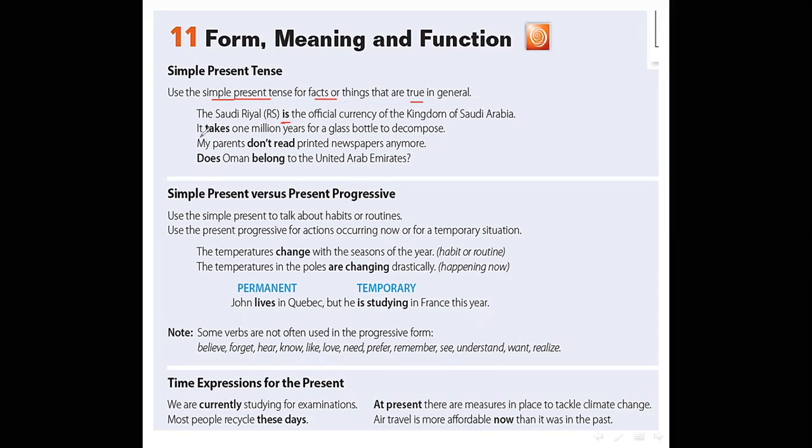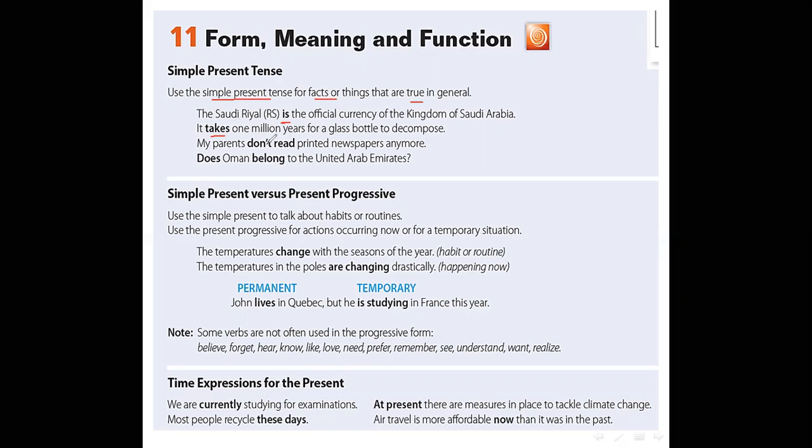The next example: it takes 1 million years for a glass bottle to decompose. Here we use the simple present, verb plus s, because the subject is singular, because it's true.